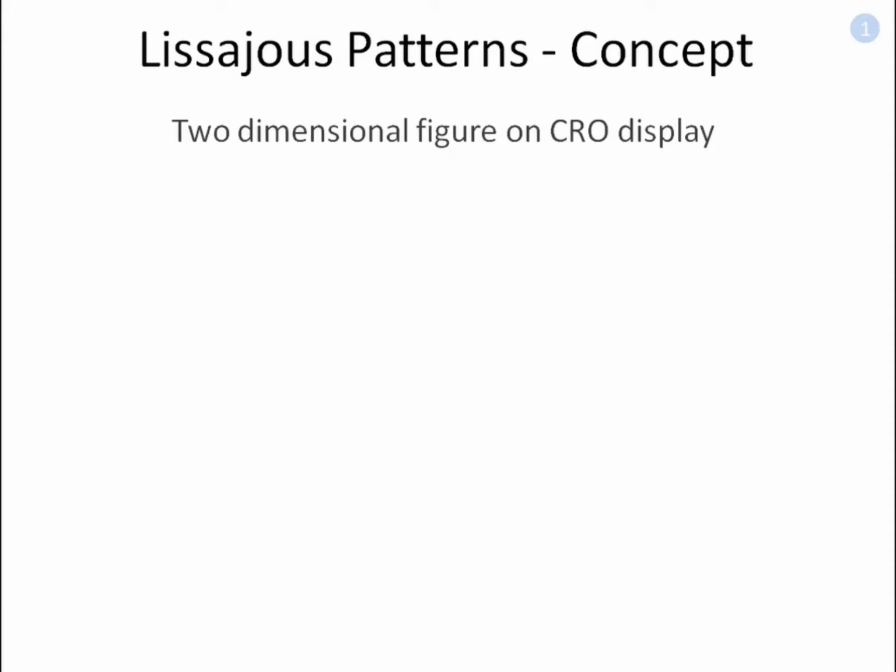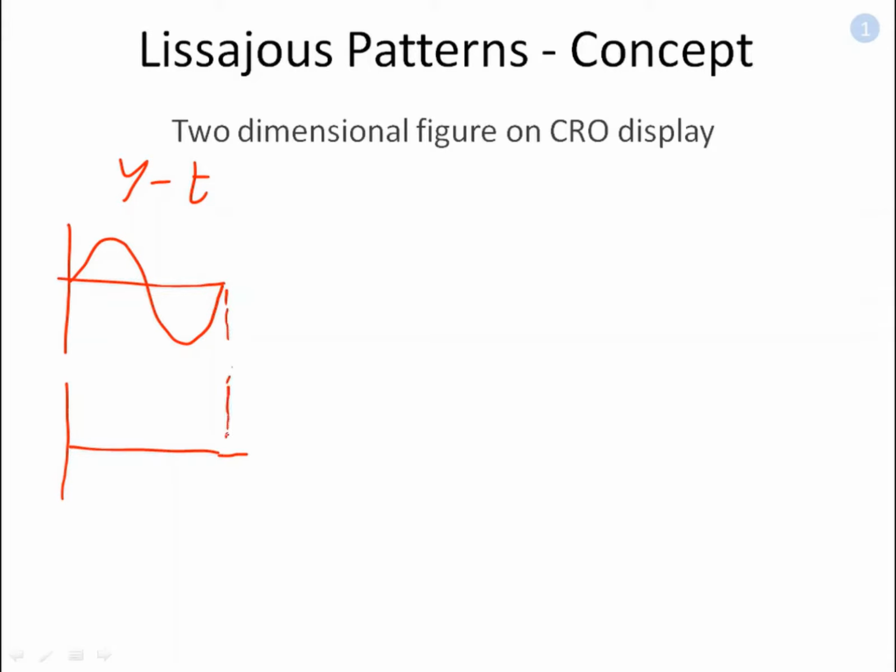So let us start with the display pattern on the oscilloscope. We take a very simple example of YT plot for a sinusoidal signal on the Y plates, that is the vertical plates, and the sweep input. So the sweep input for synchronization should be such that it covers from left to right the complete length of the input signal to be analyzed.